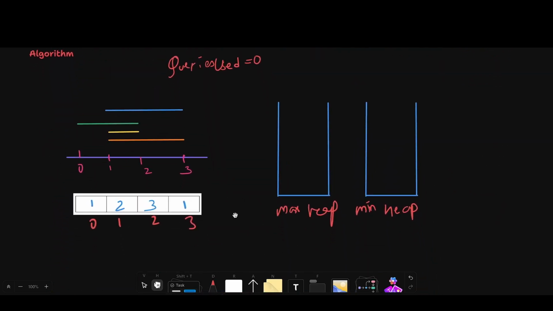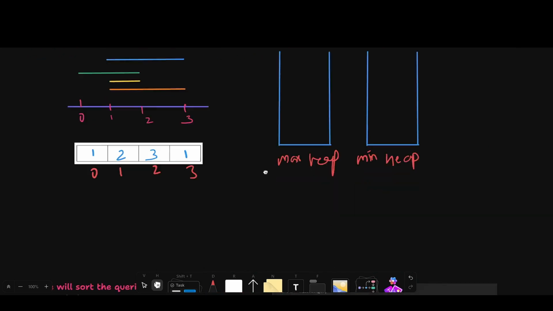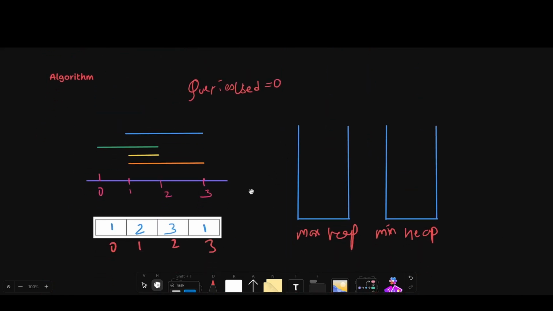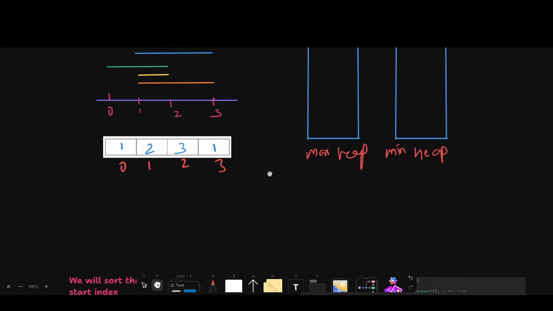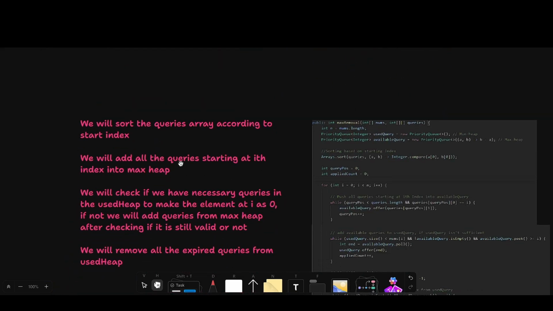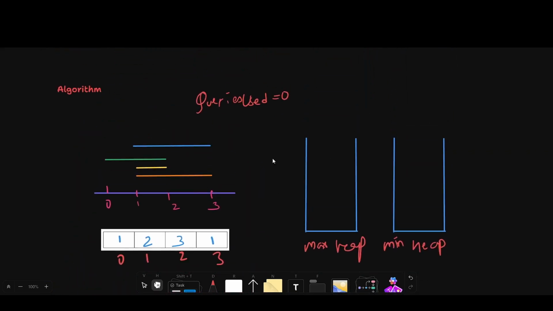So let's go through the algorithm first. I'll show you the dry run, then you can read the algorithm as well as the code. It will be very easy after the dry run.